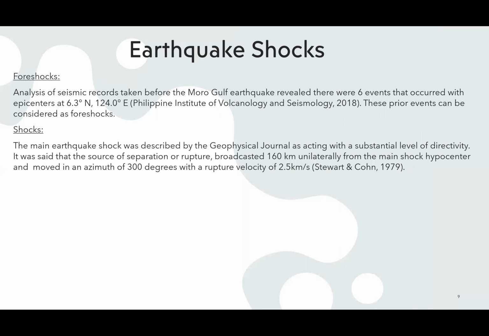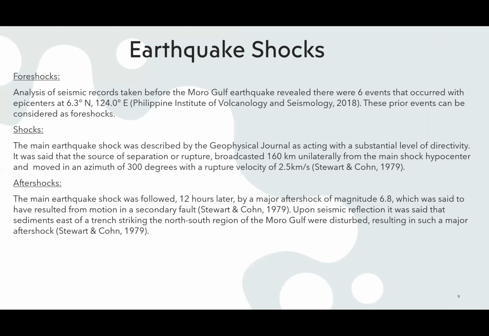The main earthquake shock was described by the Geophysical Journal as acting with a substantial level of directivity. It was said that the source of separation or rupture broadcasted 160 kilometers unilaterally from the main shock hypocenter and moved in an azimuth of 300 degrees with a rupture velocity of 2.5 kilometers per second. Stewart and Cohn, 1979.